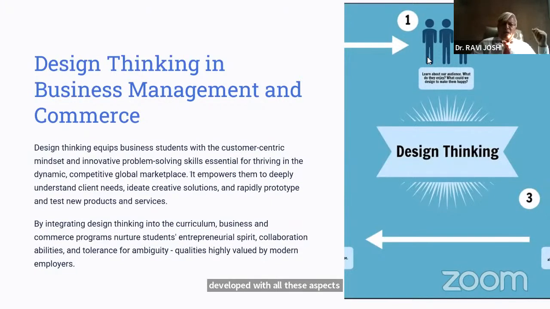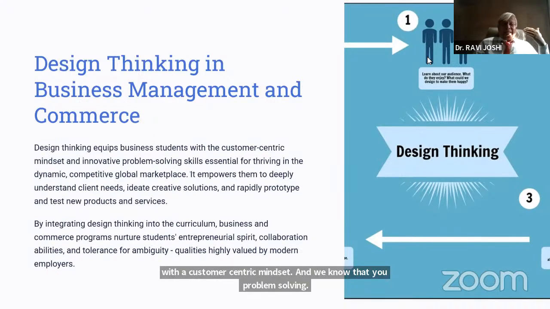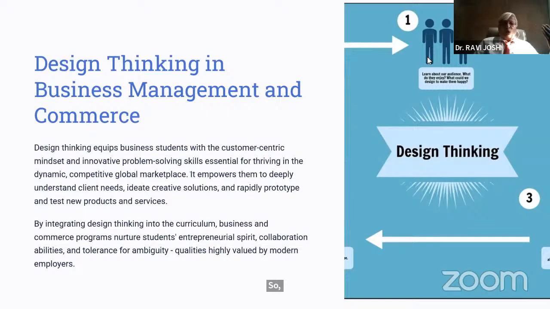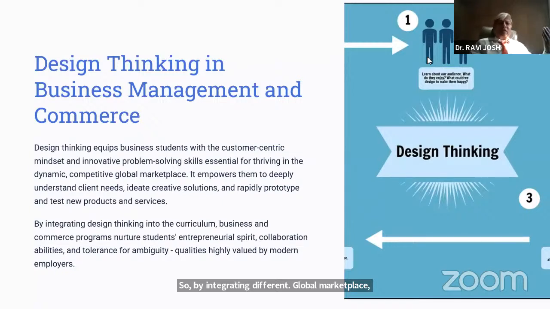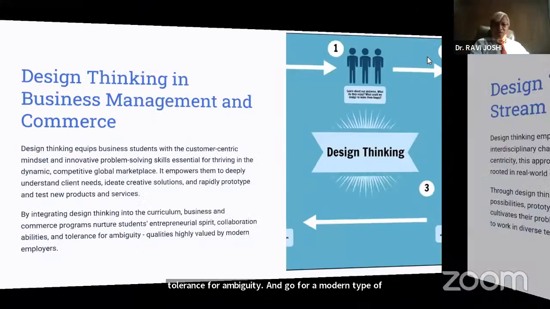For the business management student, you can equip them with a customer-centric mindset and innovative problem solving. So by integrating different global marketplaces and different competition, you can develop design thinking, solve the problem, use creativity, and develop among the students the entrepreneurial spirit, collaboration abilities, and tolerance for ambiguity, and go for a modern type of the requirement of the industry.